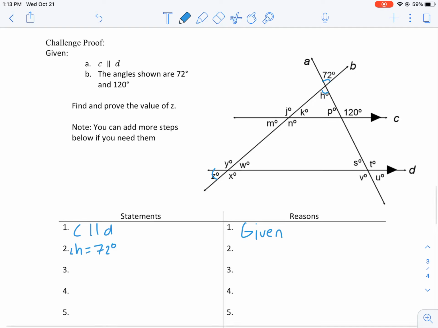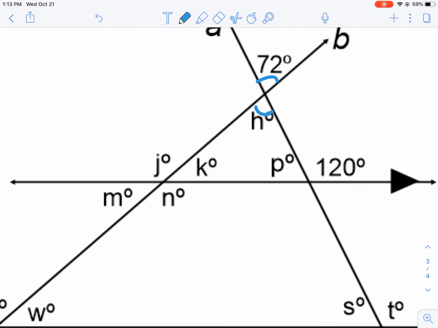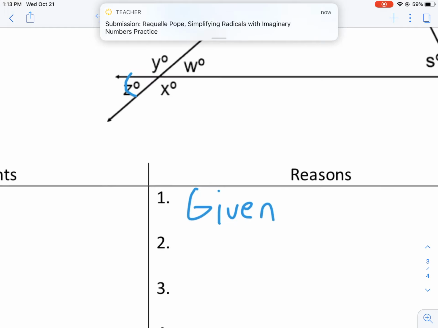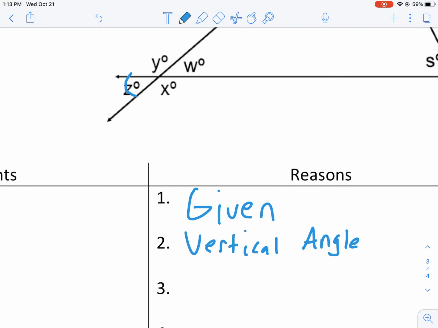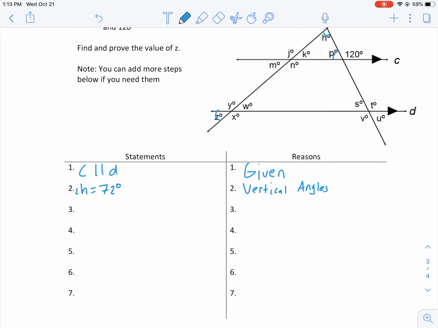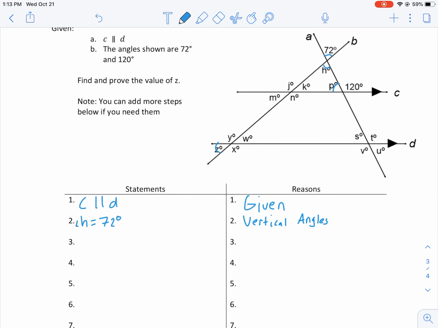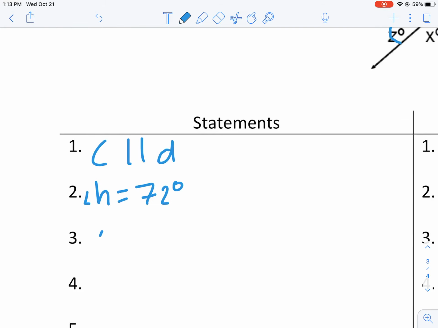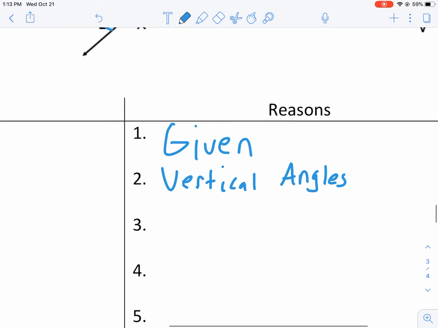All right, what else do I know? I know if this is 120, so P, all right, I can get P because that's a linear pair. So 180 minus 120, that's 60. By the way, I didn't write vertical angles here. Got a little bit ahead of myself. Step 3. So I said what? P is 120, and that'd be linear pair.